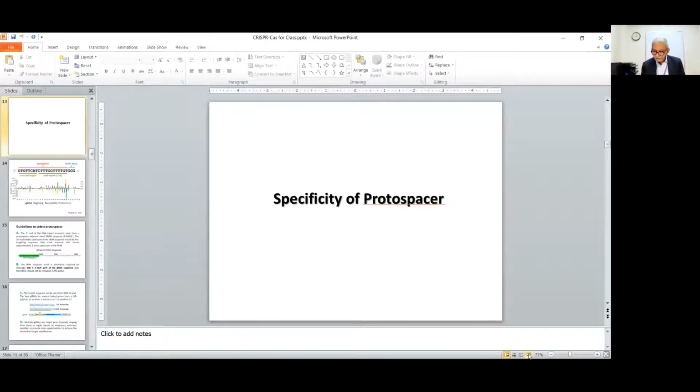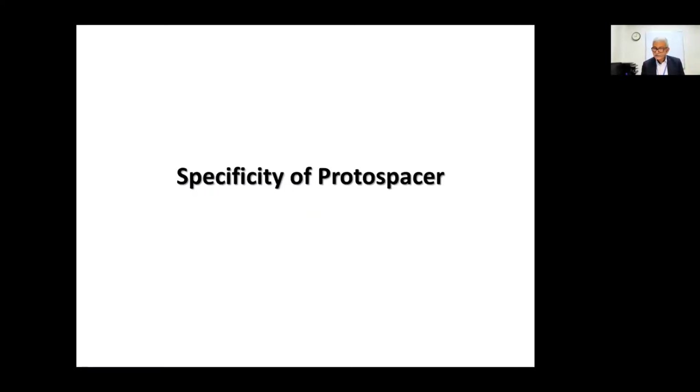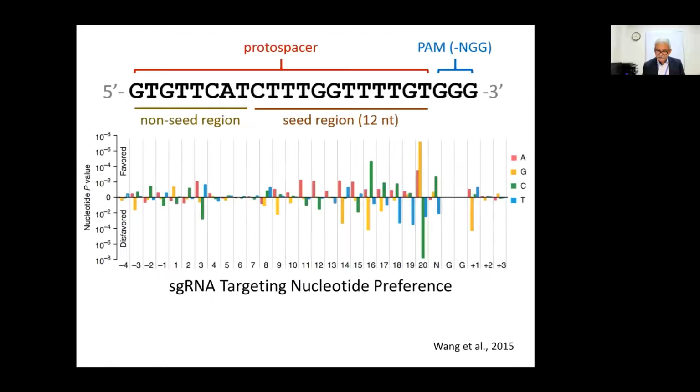I will try to refresh your memories from the specificity of Proto-Spacer. Okay? So I hope you remember the Proto-Spacer. It is the spacer or Proto-Spacer, the same thing. Okay? And that is part of gRNA. And that part comes as a target sequence. And it is usually 20 nucleotides long that we have designed on the target DNA, where we want to do some modifications. Okay?